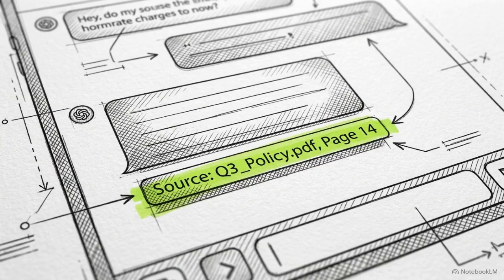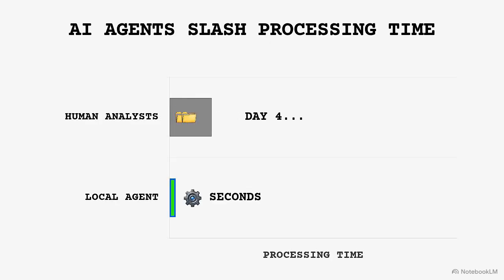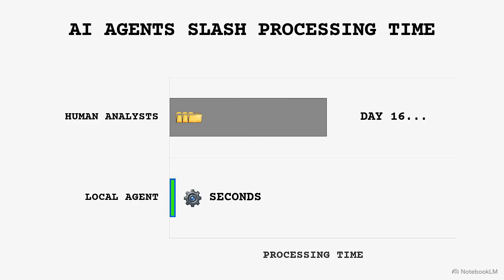To establish trust, the agent provides exact citations. It points you directly to the specific file name and page number where it found the data. Cross-referencing thousands of policy pages would take human analysts weeks of manual labor. Our local agent completes the task in seconds.